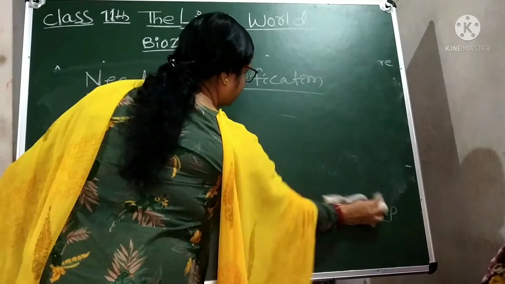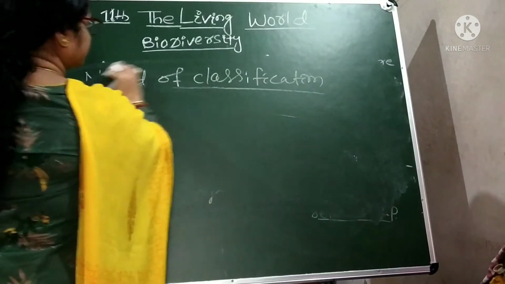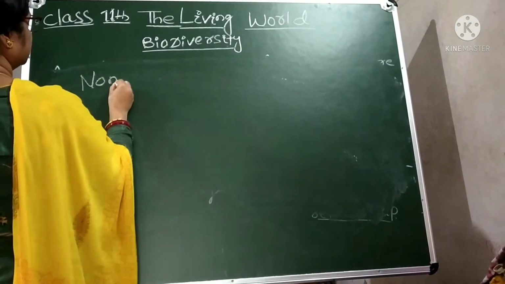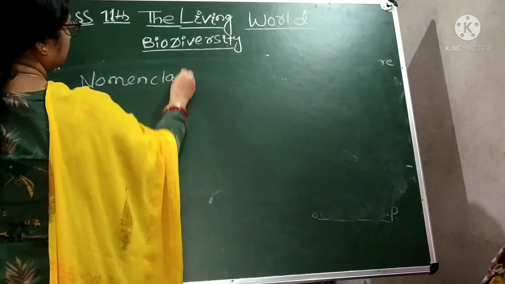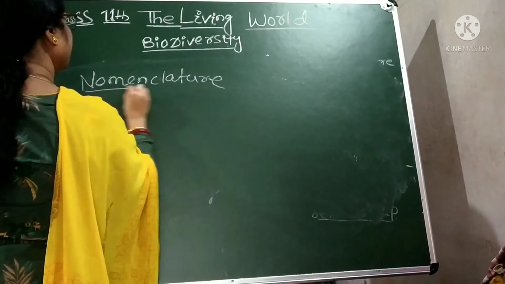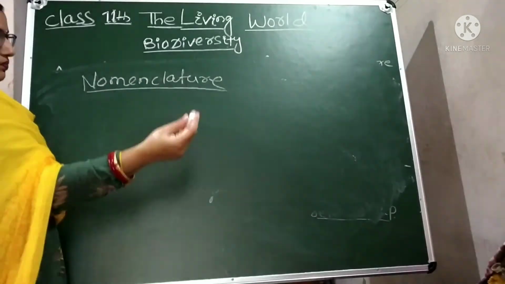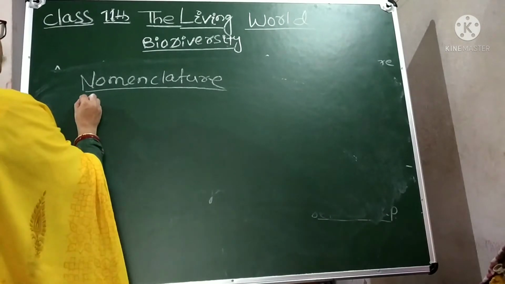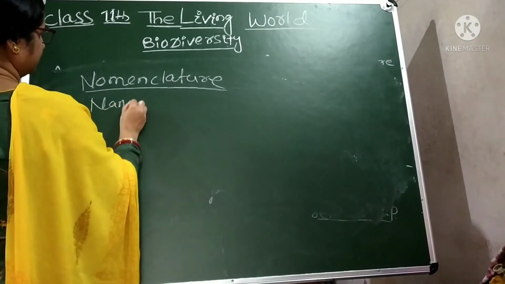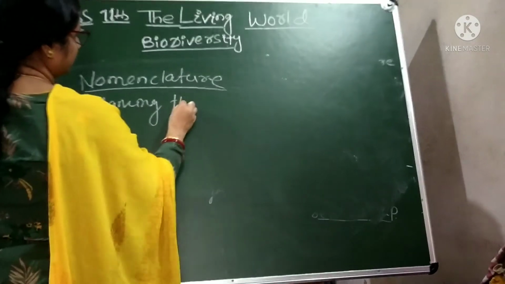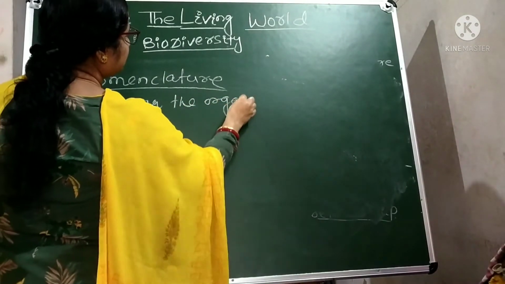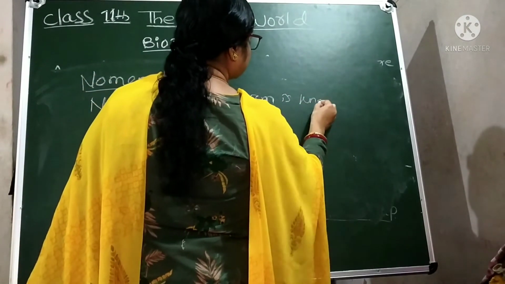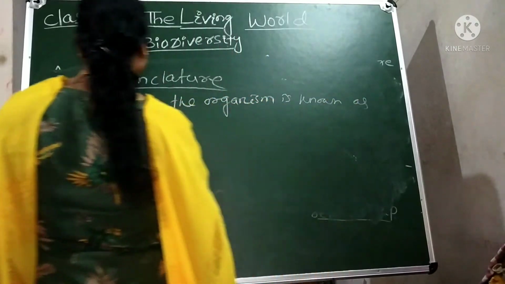Then nomenclature. Nomenclature means naming, to give a name to the organism. Nomenclature, naming. Naming the organism is known as nomenclature.